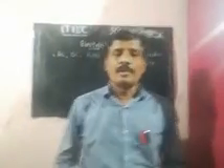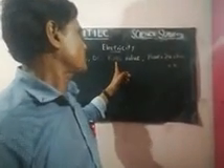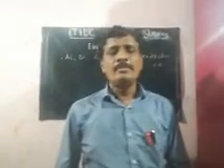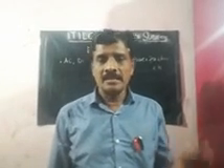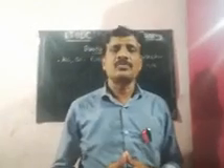Now we are going to study about alternating current, direct current, RMS value, power factor, etc. So what do you mean by alternating current? The alternating current is the current in which the polarity is always changing. That is known as alternating current.